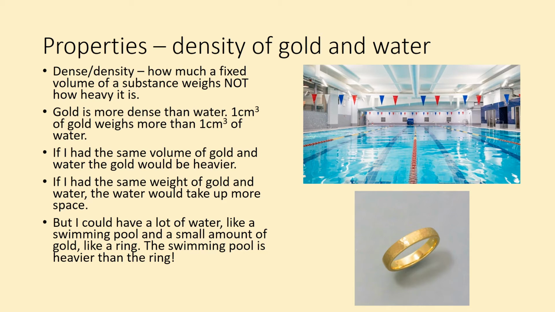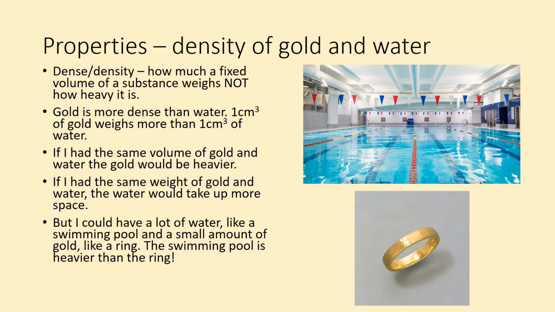So gold is more dense than water. That means that 1 centimetre cubed of gold weighs more than 1 centimetre cubed of water. So 1 centimetre cubed is a measurement of volume. It's a measurement of how much space something takes up. So the same volume, the same amount of space taken up by some gold, weighs more than the same amount of space of water. So that's what the next bullet point says effectively.